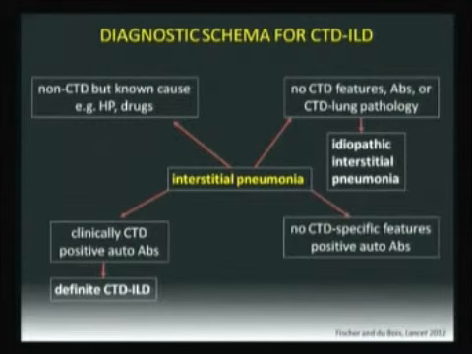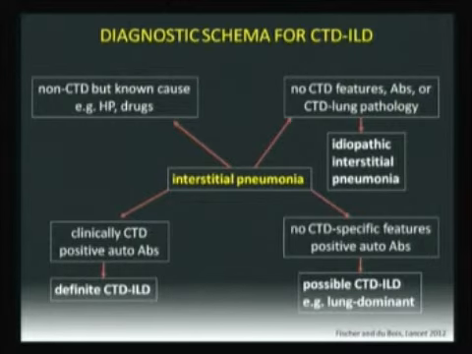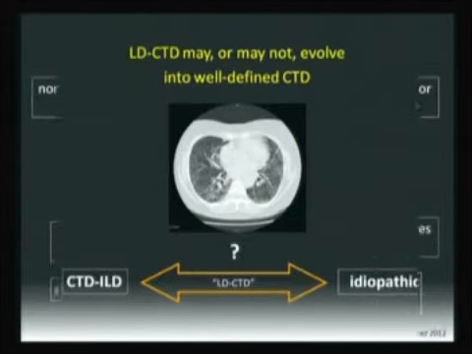The last box is a gray zone. Of course, there are no connective tissue disease-specific features, but you have positive autoantibodies. It happens very often. In this case, you have a possible connective tissue disease ILD, and Ari Fisher is now proposing this new entity, which is lung-dominant CTD. Huh? You like it? You love it? That's very worrying. So, what is LD-CTD?